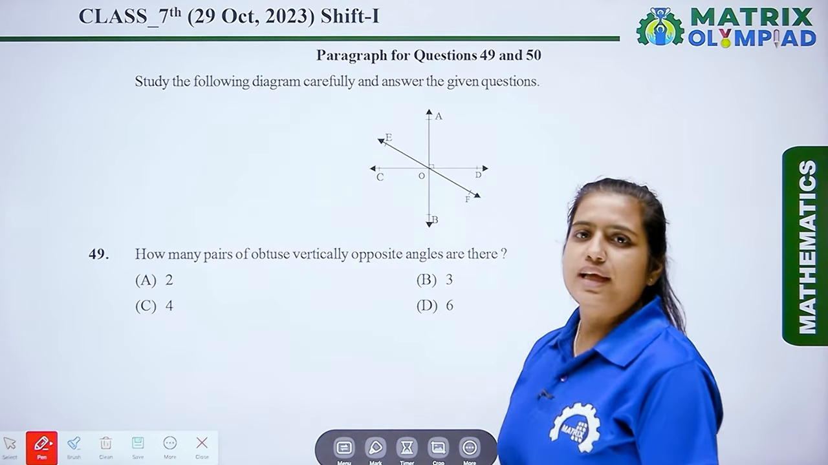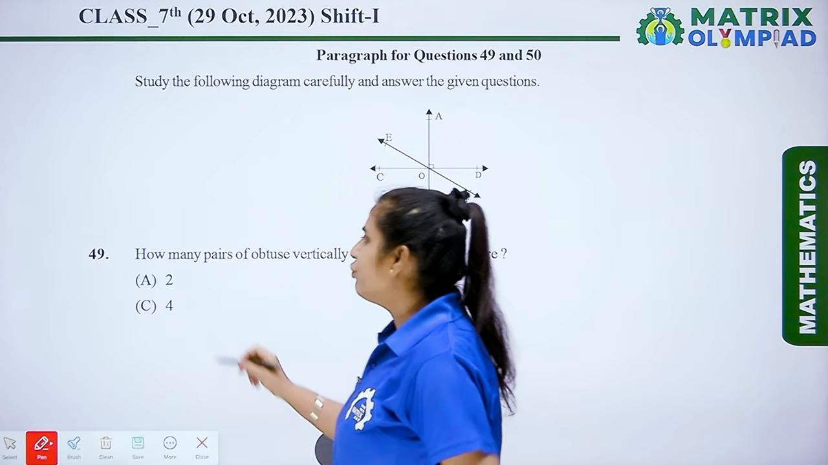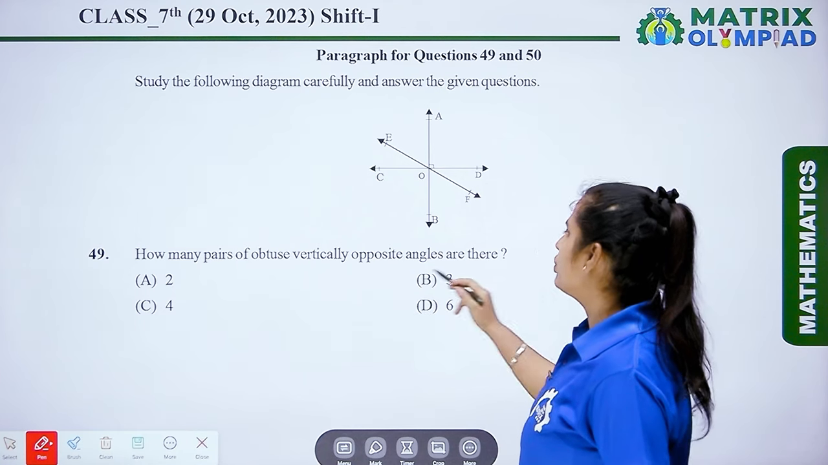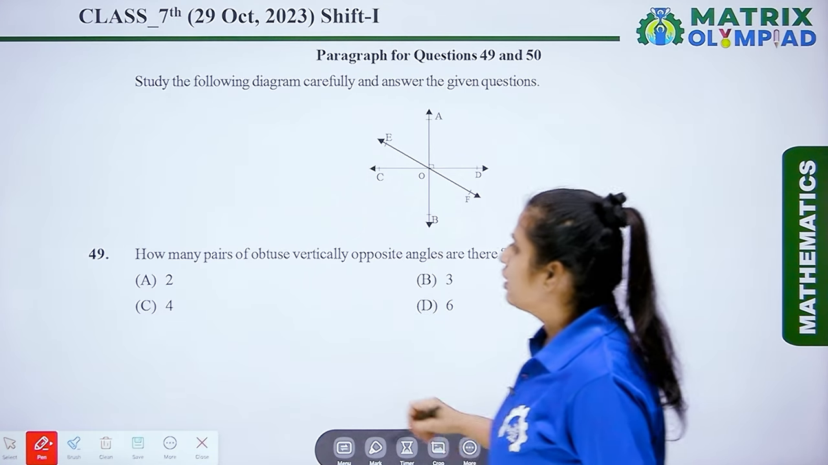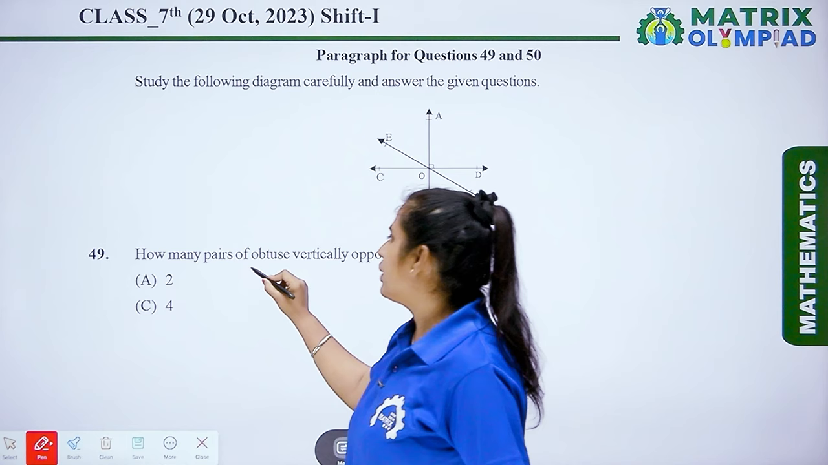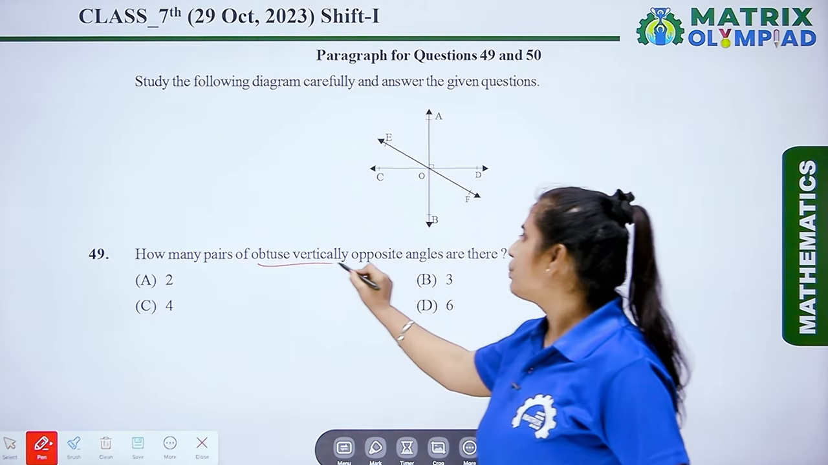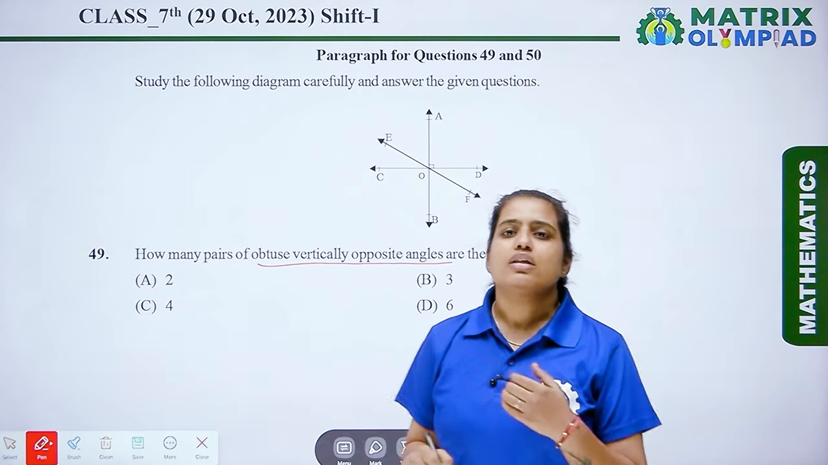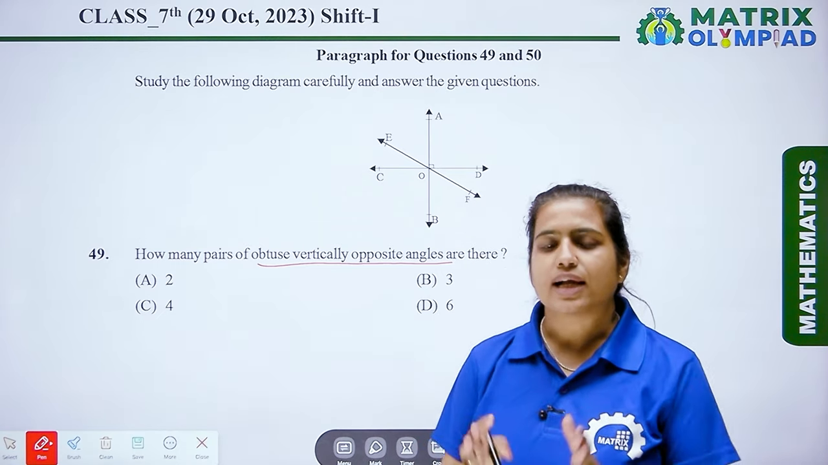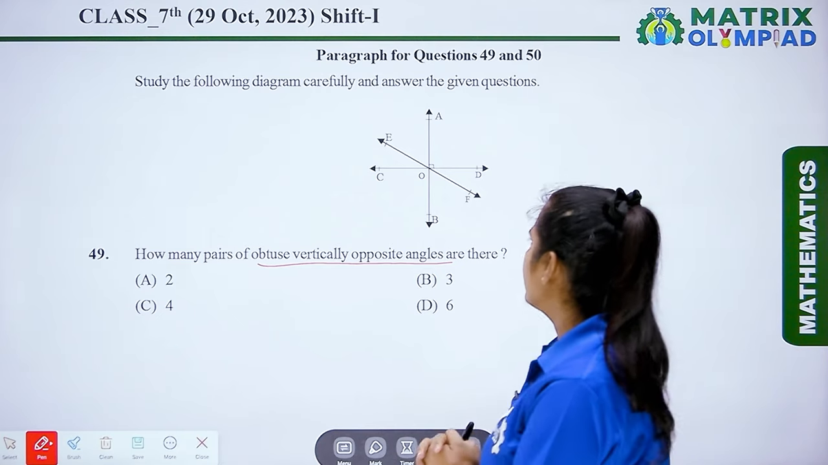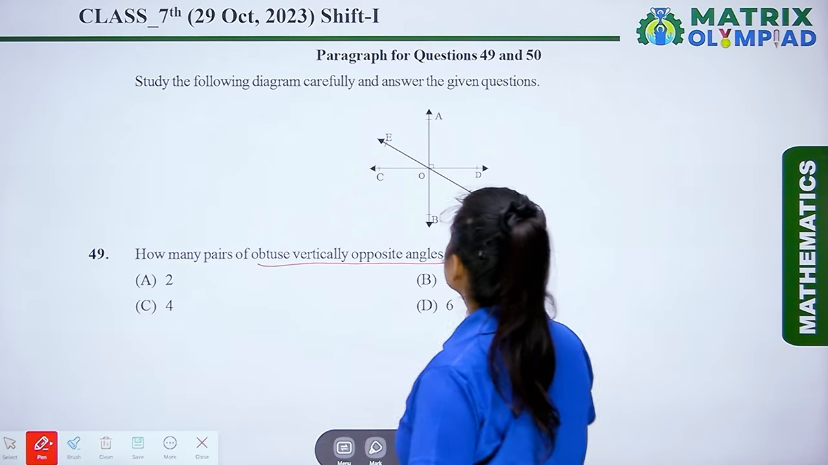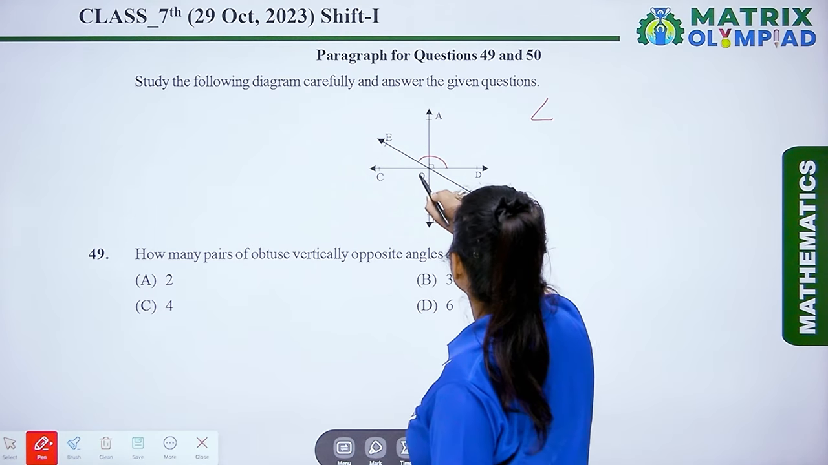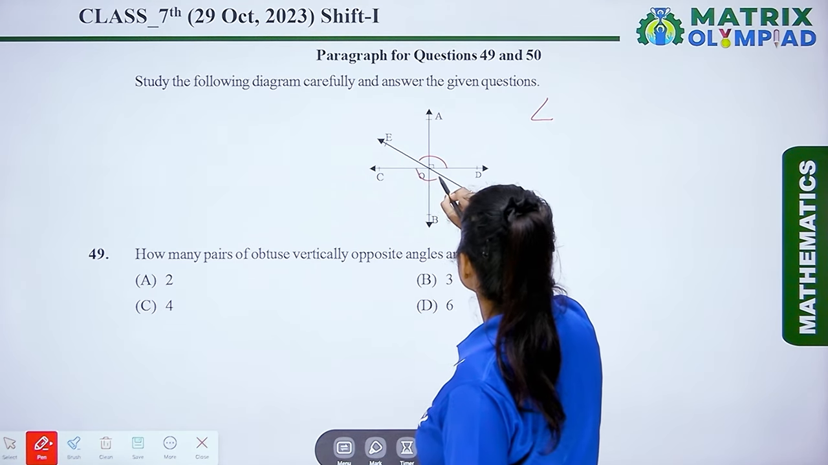And based on this diagram, we have to answer question number 49. How many pairs of obtuse vertically opposite angles are there? Here, we have to find out how many pairs there are which are obtuse vertically opposite angles. It means that the angles should be vertically opposite and more than 90 degrees. So, let's find out how many pairs there are. First, we have angle EOD is equal to COF.